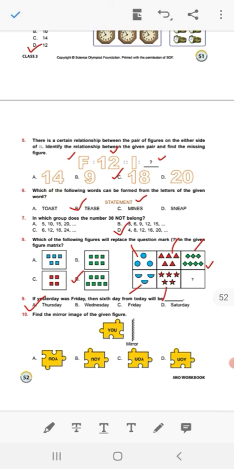Pass to the question number 10. Find the mirror image of the given figure. This is the figure and mirror image. We will get the mirror image this side. Which one is fit? See, option D. Inside the figure the letters Y O U will appear as U O Y in the mirror image. Okay.